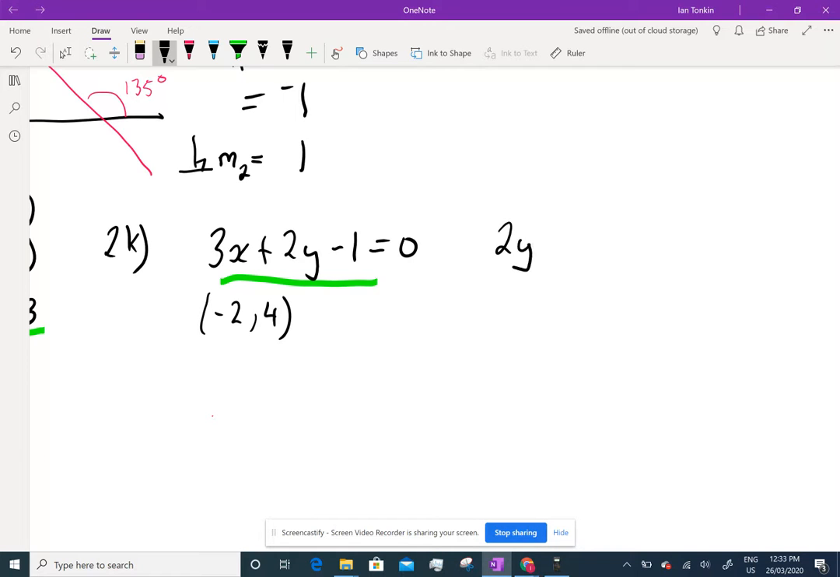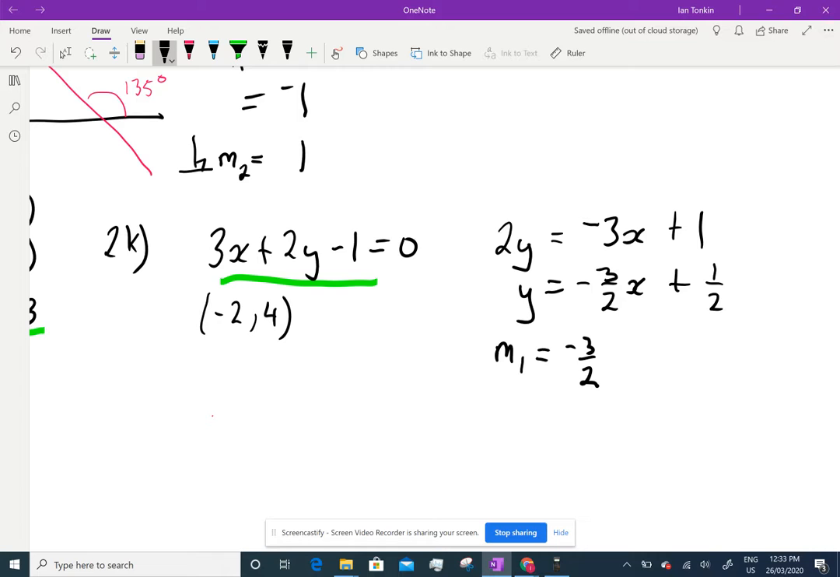So 2y equals, I'll take the 3x over and I'll take the 1 over. So it becomes minus 3x plus 1. Then I'll divide by the 2. I get minus 3 on 2, x plus a half. Now you'll notice that I left it as 3 on 2. I didn't write it as 1.5 because the gradient therefore is minus 3 on 2. But I need the perpendicular gradient. So m2, which is perpendicular, turn it upside down and change the sign.